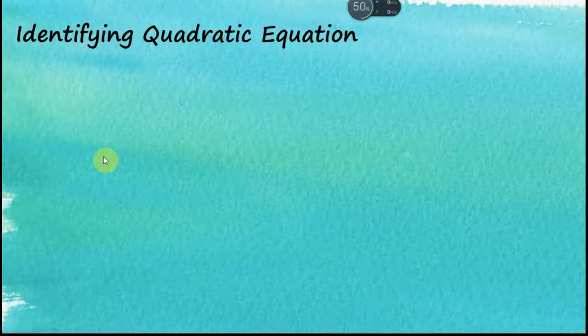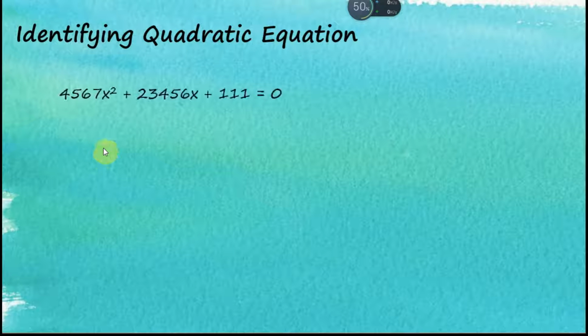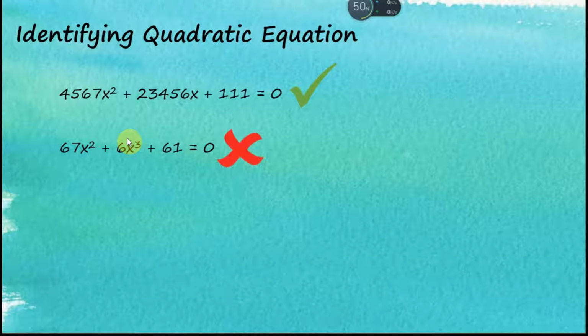Identifying quadratic equations. How do we tell whether an equation is a quadratic equation or not? Of course we check the highest power of the variable, but sometimes it's not that straightforward. First equation: we can see that the highest power of the variable is 2 here, and therefore yes, this is a quadratic equation. The second one: now for this equation, the highest power is 3, not 2, and therefore this is not a quadratic equation.